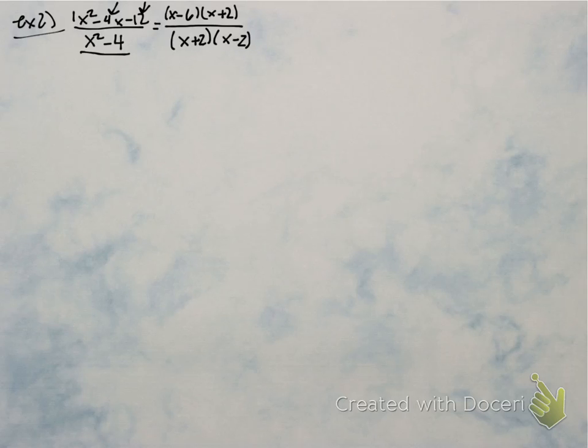Now, once you have this thing factored, we're going to see if there's any common factors to the numerator and denominator. And notice how right here and right here, these x plus 2's are exactly the same. So I'm going to wipe those out. The x plus 2 factors I can wipe out.